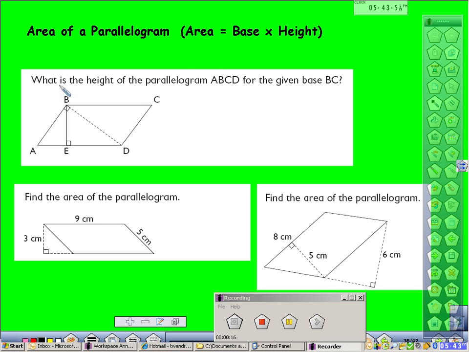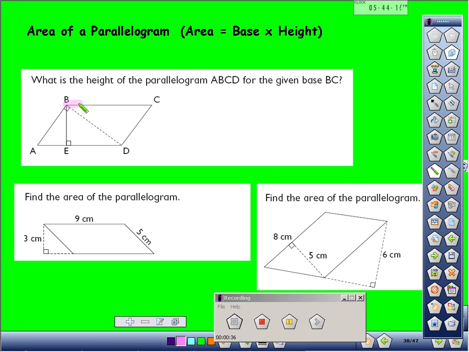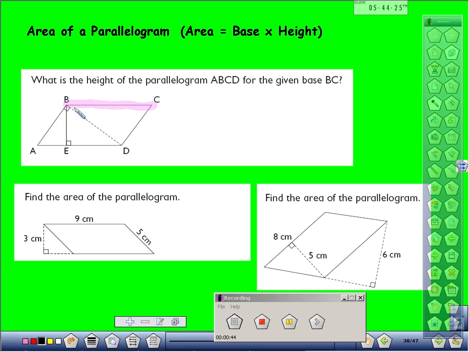This one right here says what is the height of the parallelogram ABCD for the given base BC. Oh, that gives us a lot. They're saying the base is BC. BC is right here. A parallelogram does have something in common with a triangle, because the height is perpendicular to the base. Perpendicular forms a 90-degree angle. They're making this square go here to make you think that it's this way, but no. That's not 90 degrees. This one is 90 degrees. So perpendicular to BC is actually BE. And that's your answer, BE.